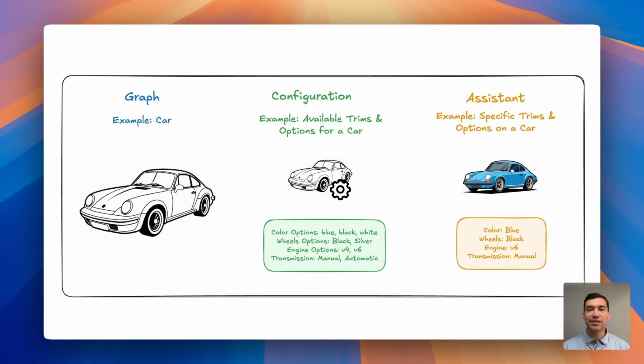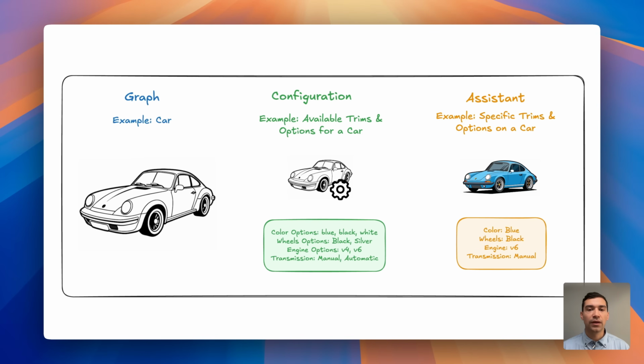Here's an analogy to tie this all together. You can think of your graph as a specific car model. So let's say the coupe you see on your screen here. When you go to purchase that specific car, they're going to give you some options. You can think of those as configurable fields or your configuration. They'll ask you for what trim level you'd like, the different color options, the different engines, and maybe even a manual or automatic transmission.